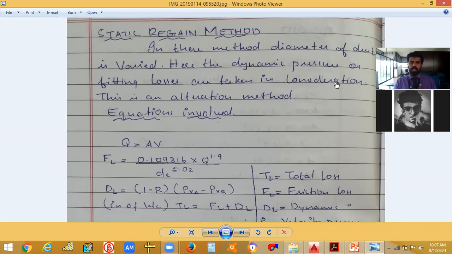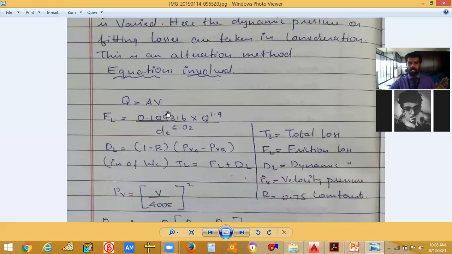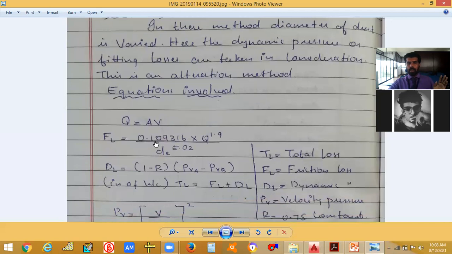Coming to the static regain method, the diameter of the duct is varied. Here the dynamic pressure or fitting losses are taken into consideration. This is one of the three methods. Here also the same formulas are involved: Q equal to A into V, FL equal to 0.109316 into Q raised to 1.9 divided by D raised to 5.02.